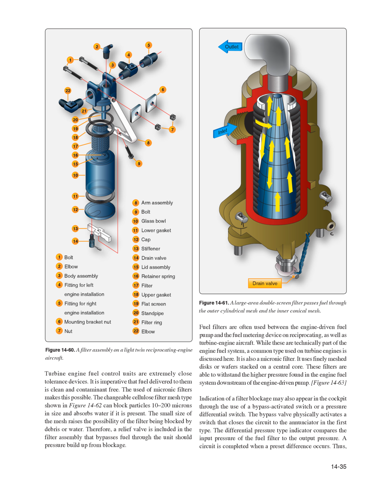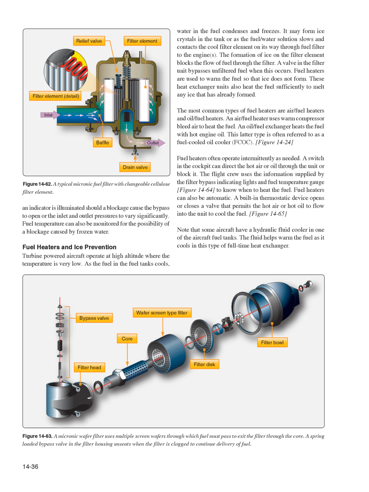Figure 1463, indication of a filter blockage may also appear in the cockpit through the use of a bypass-activated switch or a pressure differential switch. The bypass valve physically activates a switch that closes the circuit to the annunciator in the first type. The differential pressure type indicator compares the input pressure of the fuel filter to the output pressure. A circuit is completed when a preset difference occurs. Thus, an indicator is illuminated should a blockage cause the bypass to open or the inlet and outlet pressures to vary significantly. Fuel temperature can also be monitored for the possibility of a blockage caused by frozen water.